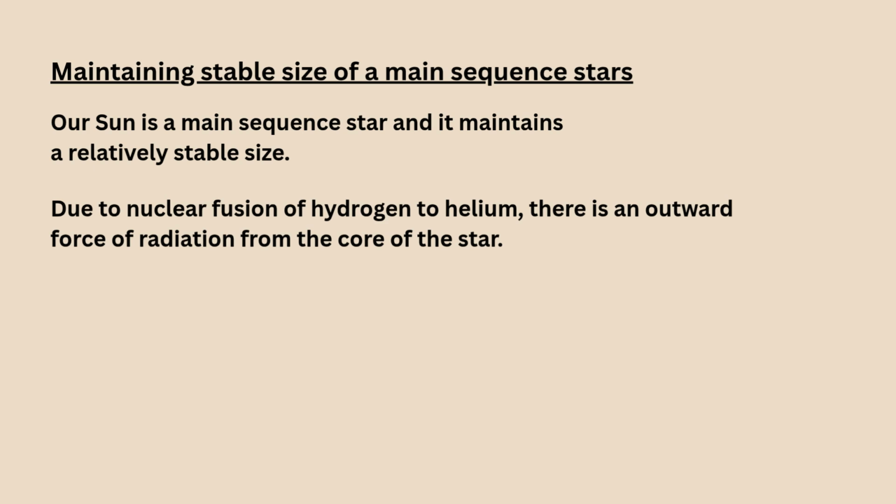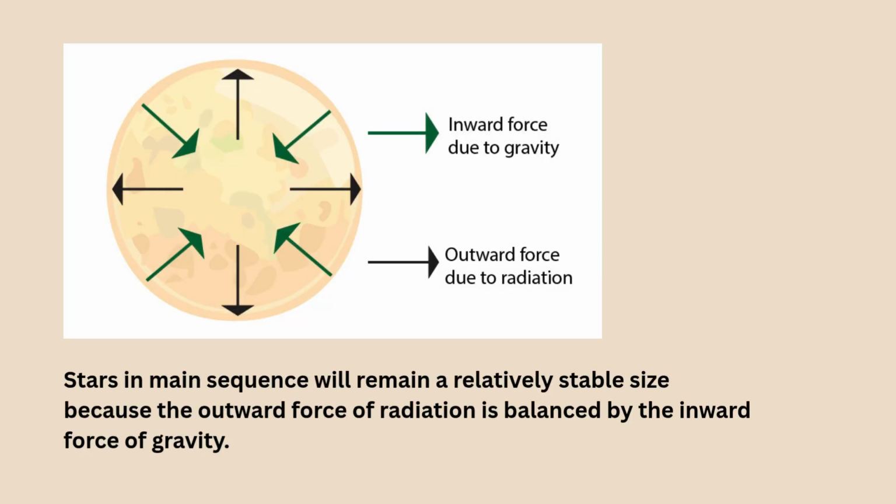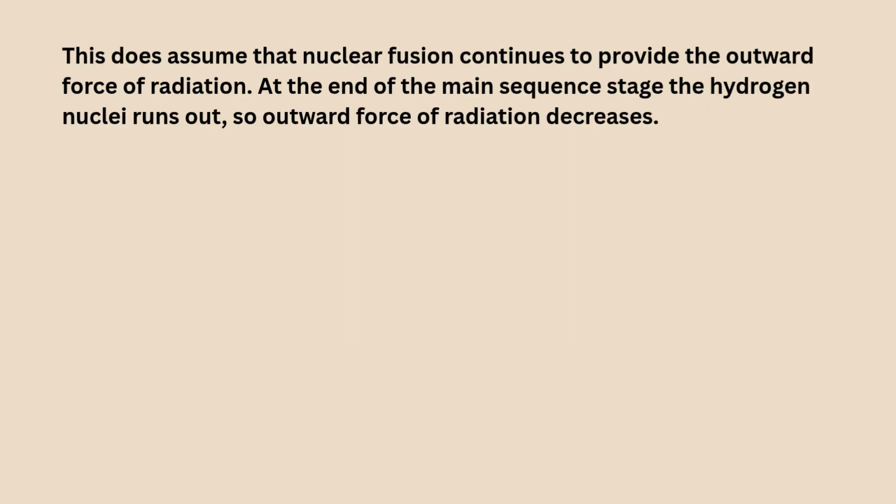Due to nuclear fusion of hydrogen to helium, there is an outward force of radiation from the core of the star. However, as the star has a mass, there is an inward force of gravity that tries to pull the star inwards. Stars in their main sequence will remain a relatively stable size because the outward force of radiation is balanced by the inward force of gravity. Maintaining the stable size assumes that nuclear fusion continues to provide the outward force of radiation.